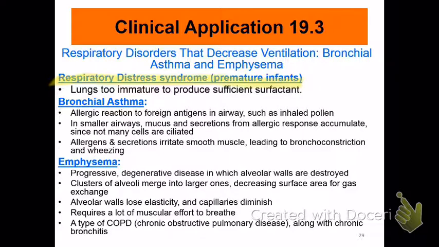Okay, bronchial asthma, that's going to be an allergic reaction. And then emphysema, we've already kind of mentioned, that's where those alveoli are destroyed. My grandmother, the one I told you about that smoked, she had emphysema. COPD, chronic obstructive pulmonary disease, that's chronic bronchitis, and there are commercials about COPD medications.